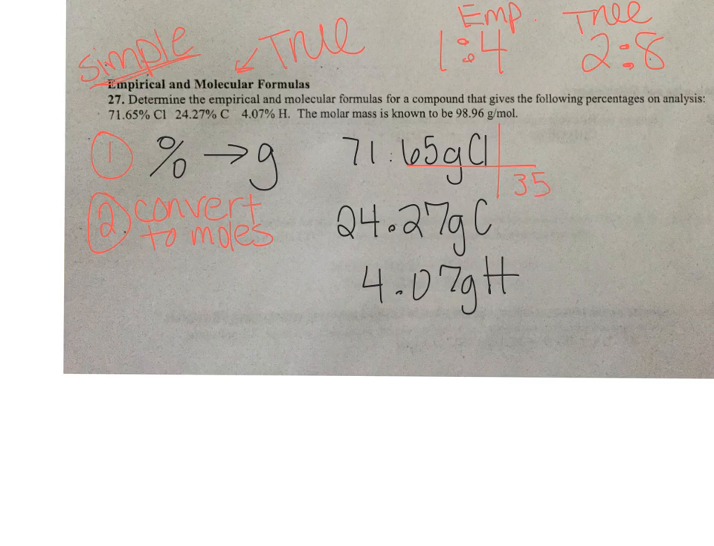So this is 35 grams for chlorine for every 1 mole. You guys can kind of calculate that one. For carbon, it's about 12 grams for 1 mole. And for hydrogen, that's easy. 1 gram per 1 mole. So overall, you are dividing by molar mass. That's the shortcut.